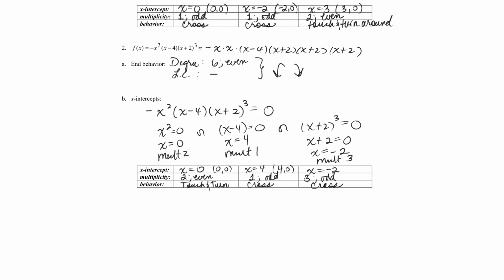So how's it going to look different when it crosses here versus here? The higher multiplicity means it's going to flatten out here more, right? So let's take a peek at what that graph actually does look like.